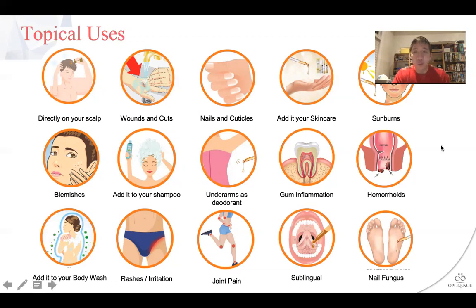So it's really just one product that I've never seen that can be used not just orally from within, but also can be used topically, all over your body.